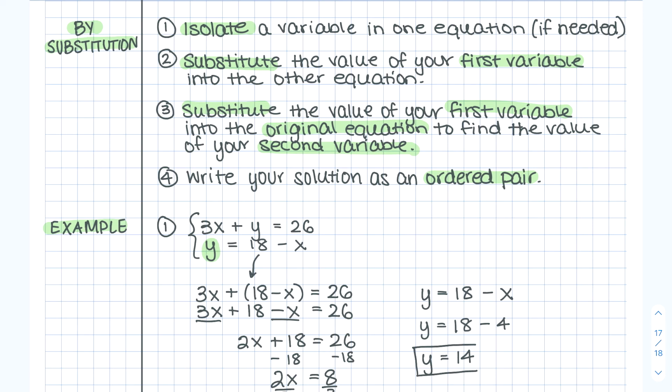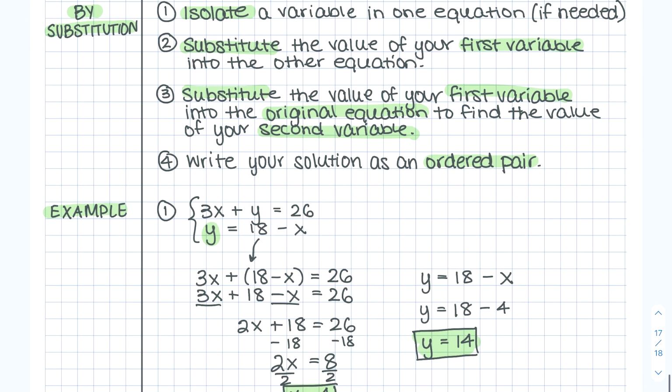We know that 18 minus 4 is 14, which means y is 14. We're not done though. To write our solution, I can write it at the top. The solution is (4, 14). That's how you want to write it, as an ordered pair. Okay?